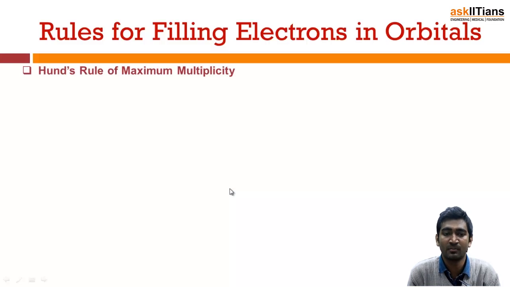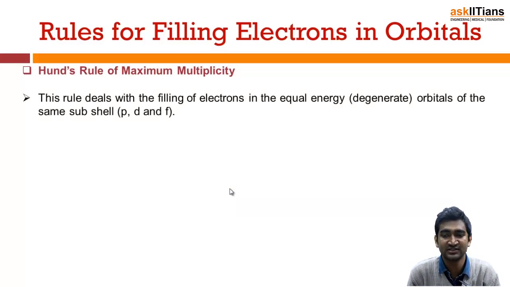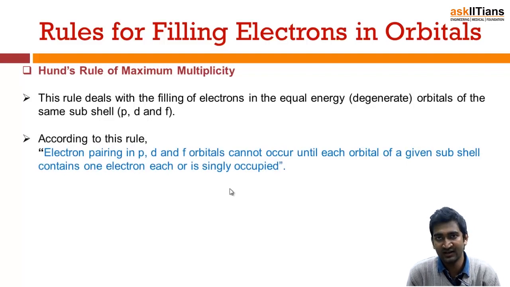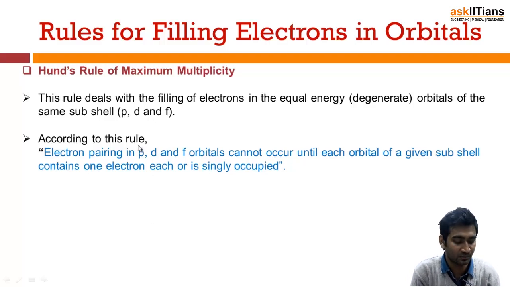Then we have Hund's rule for maximum multiplicity. What this says is that with the filling of electrons in equal energy levels, electron pairing in p, d and f orbitals cannot occur until every orbital is singly occupied. It's not only about p; even s will come here. S, P, D and F orbitals, any orbital. It's not about these names. In any orbitals, pairing will not take place until each gets one.